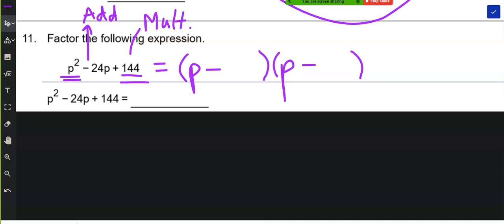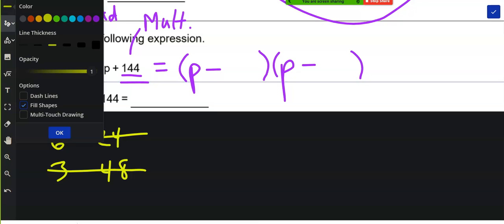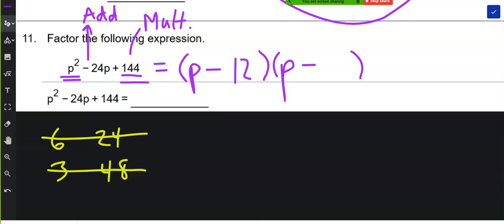There were like 3 or 4 questions that we didn't do on the 3-4 notes, which I just wanted to practice more of this kind of stuff. Here's a couple choices. But 6 and 24 add up to 30. And 3 and 48 add up to 51. So these are not good choices because they don't add up to 24. What should I have picked? 12 and 12. Several of you told me that.